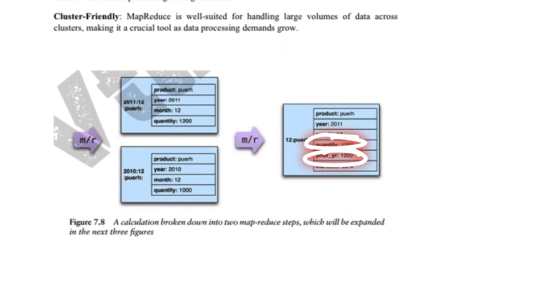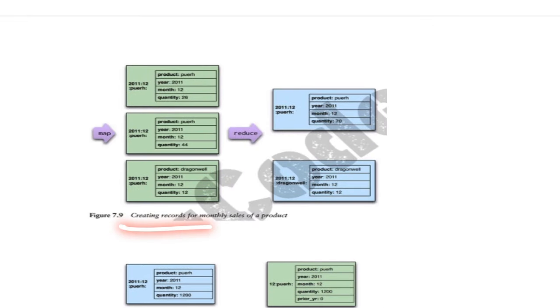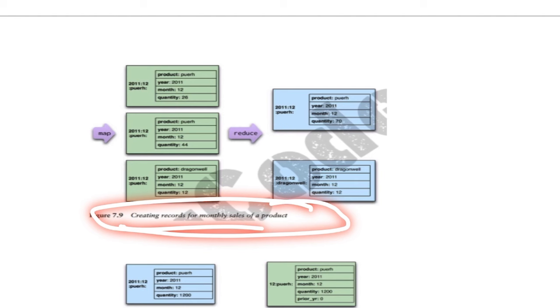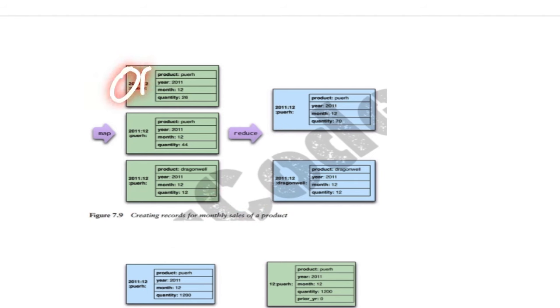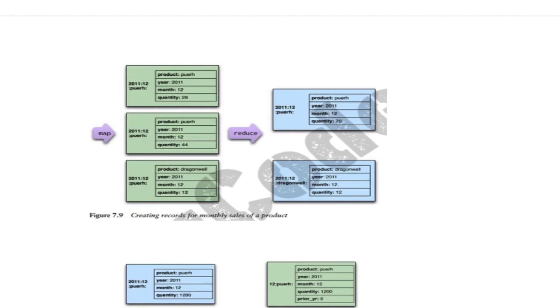What is the previous year's quantity, what is the existing quantity, and what is the increase. So, for example, we are creating records for monthly sales of a product here. If you see 2011 12th month, product is P here, and here we have Dragonwell. It is 2011 12 26, 2011 12 44. So quantity is varying here, and quantity is varying here, right?